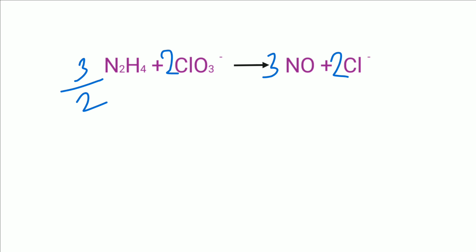Now when we check the oxygen atoms on the left hand side, in chlorate, 2 times 3 is 6. Six oxygen atoms are present on the left hand side. But on the right hand side, only 3 oxygen atoms are present. Therefore, in order to make the oxygen atoms equal, we need to add 3 moles of water on the right hand side.